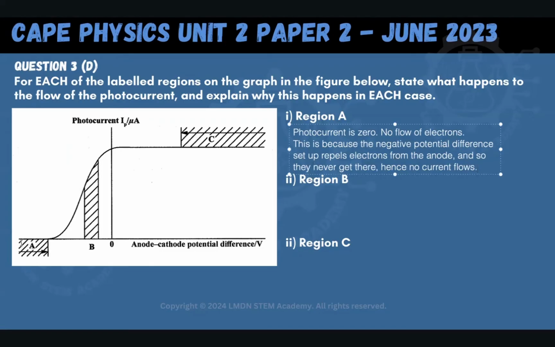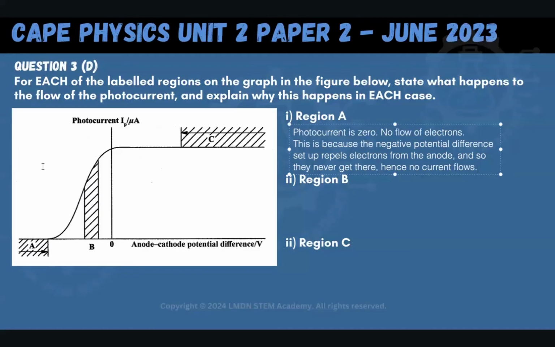Over that range, it's a range of negative potential difference. There is no current flowing because the electrons are simply not reaching the anode. They're being repelled from the anode because the anode now has a negative potential, and the electrons don't want to go where it's negative, so they just stay where they are and never quite get there. And so we never see a flow of electrons, and so we don't see a current in region A.